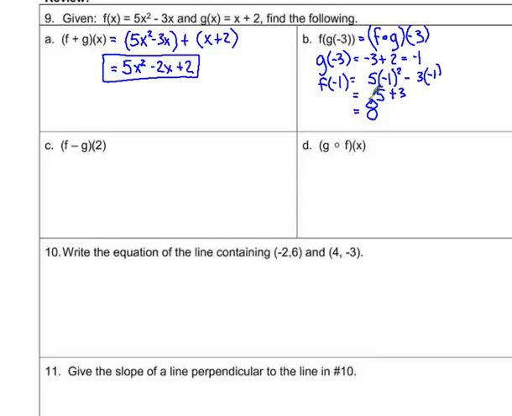We're subtracting two functions, and I think it'll help you guys out if you write things in parentheses. So we have 5x squared minus 3x, and we are going to subtract g of, let me clean it up a little bit. Got ahead of myself. There we go. We're going to subtract x plus 2.